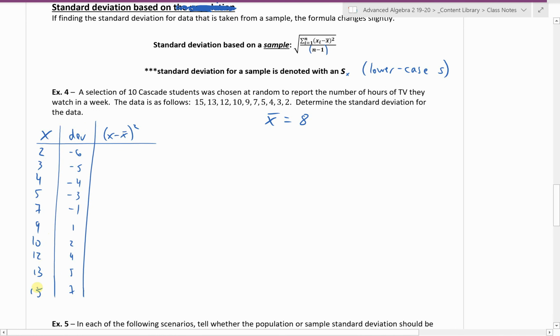Here's all of the different values for the number of hours of TV the students watched. I also computed the average. The average is 8. So a typical student at Cascade, or in this sample, watched about 8 hours of TV each week. So then we can compute the deviations. This person who watched 2 is 6 hours below the average, etc., all the way down. Now we just need to square those deviations.